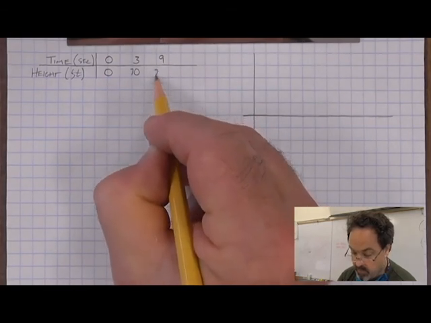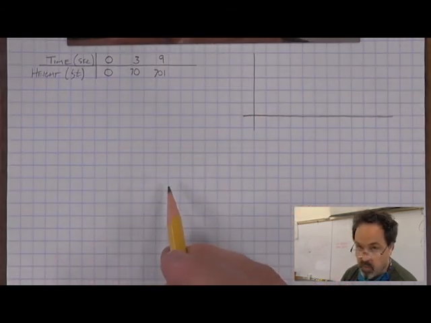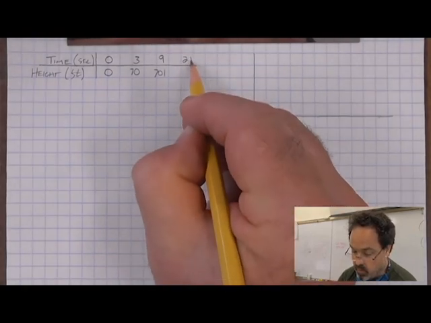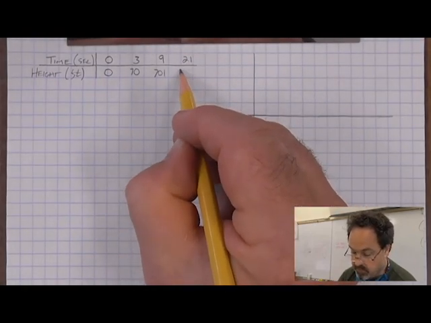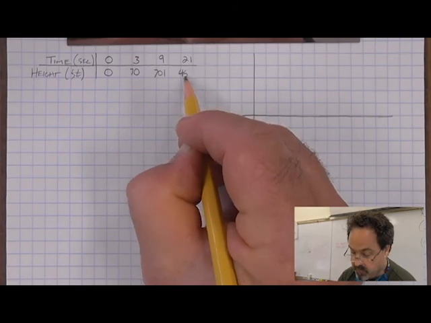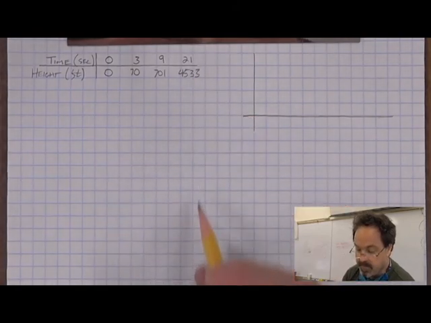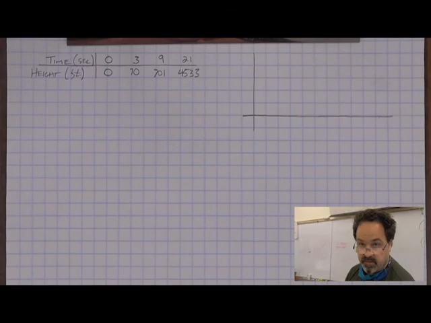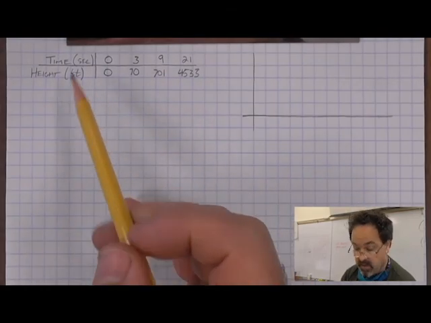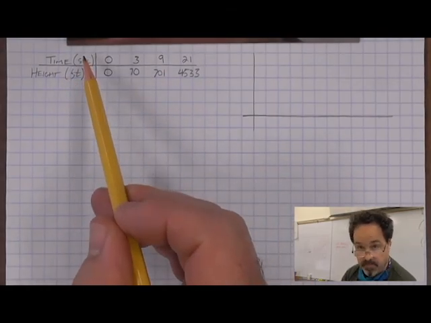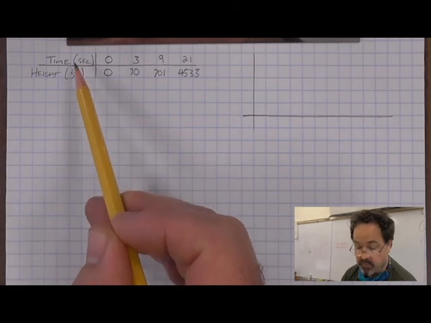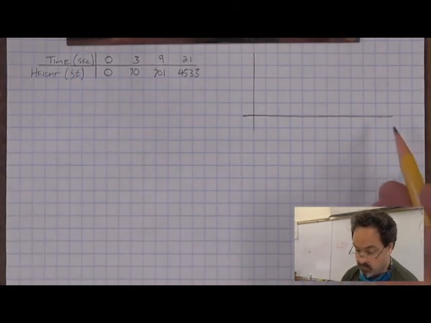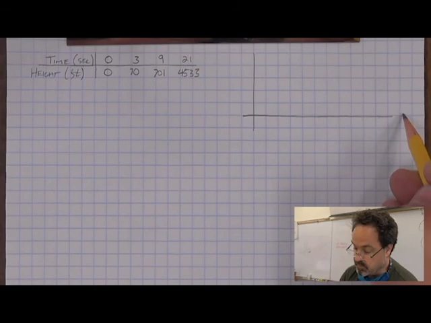After 9 seconds, we'll imagine the rocket is at 701 feet in the air, and 21 seconds after launch, the rocket is at 4,533. This is data, and it has a context, height after time, or height as a function of time. I'm going to graph the situation to get a visual.